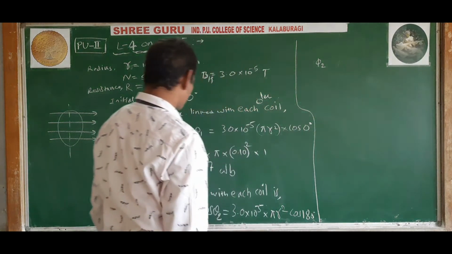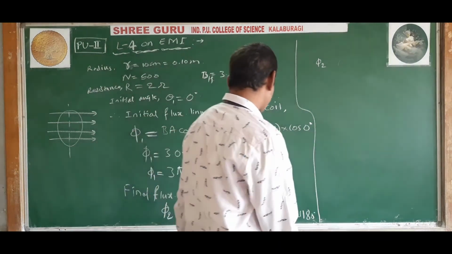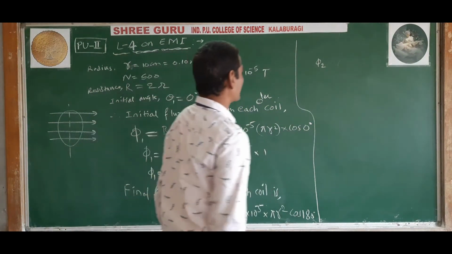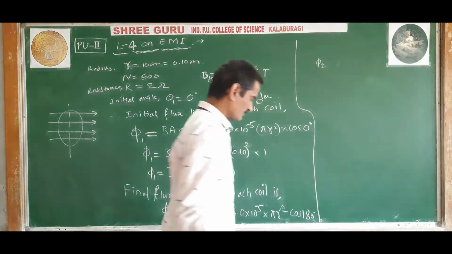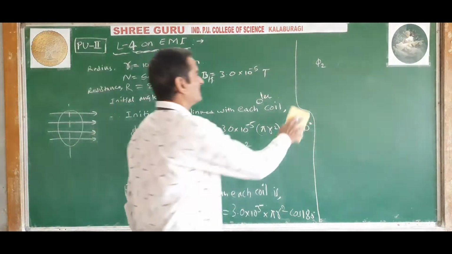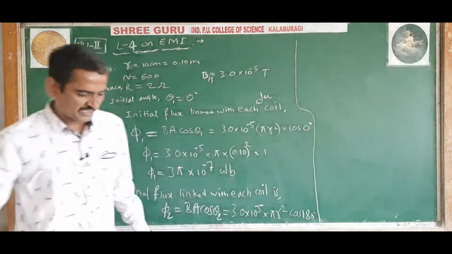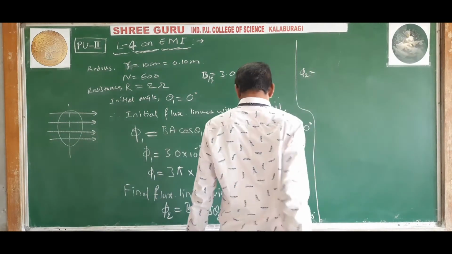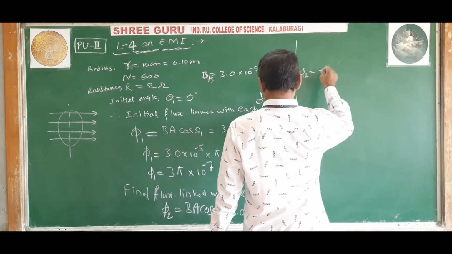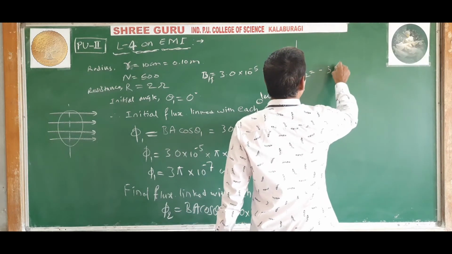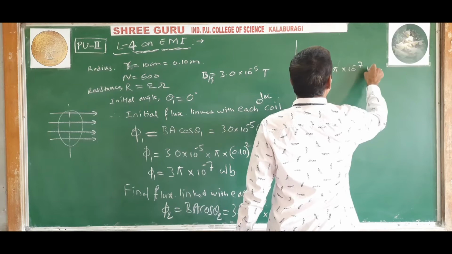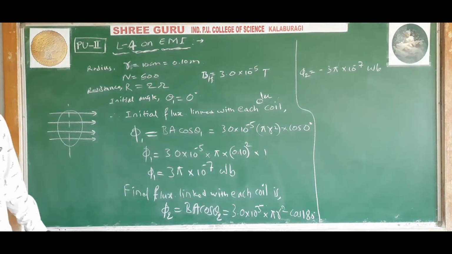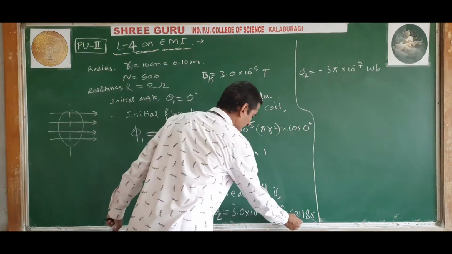so phi 2 is equal to, that is simplified, cos of 180 degrees minus 1 pi r square. R value will be same once again, so the phi 2 value will also come out to be same, but cos of 180 degrees minus 1, so it will come out to be minus. So phi 2 is equal to minus 3 pi into 10 to the power minus 7 Weber. This will be the final magnetic flux. Why is it minus? Because cos of 180 degrees is minus 1.